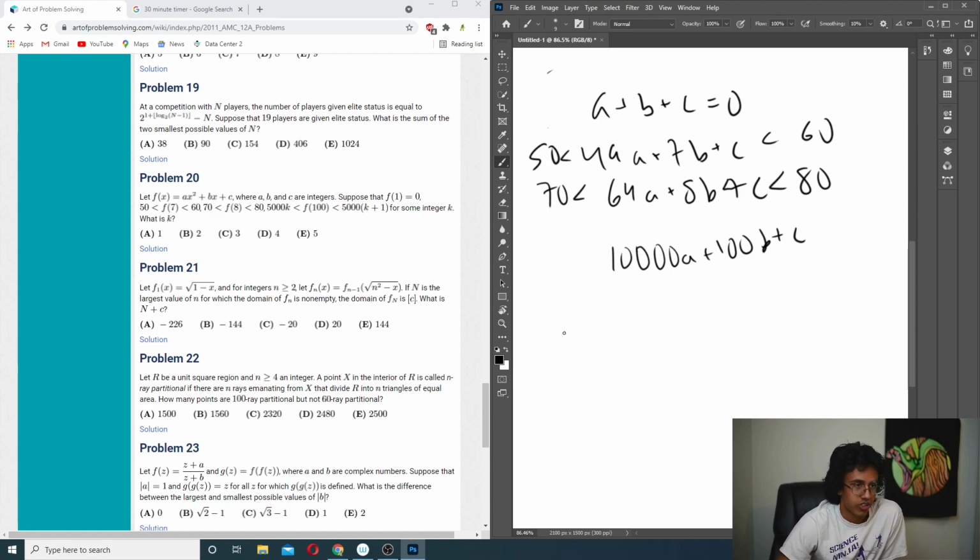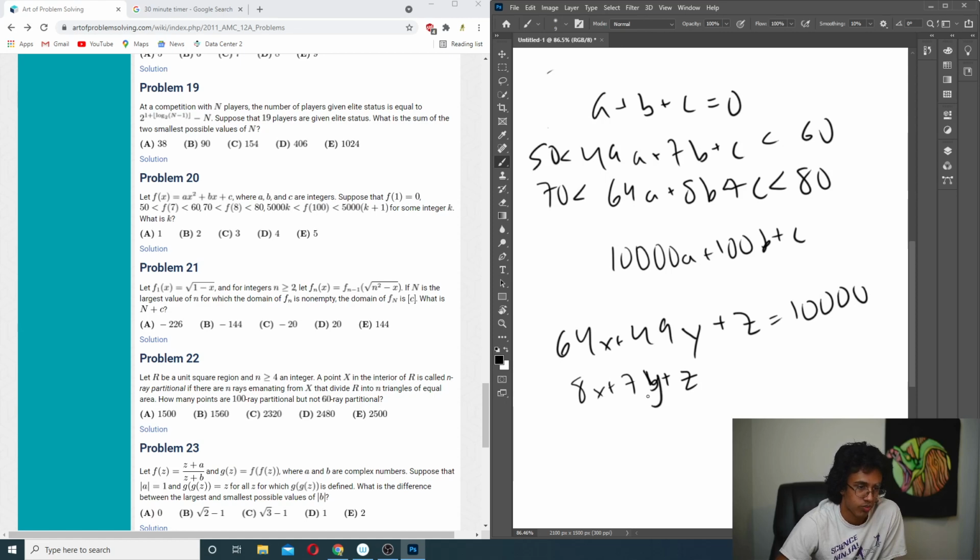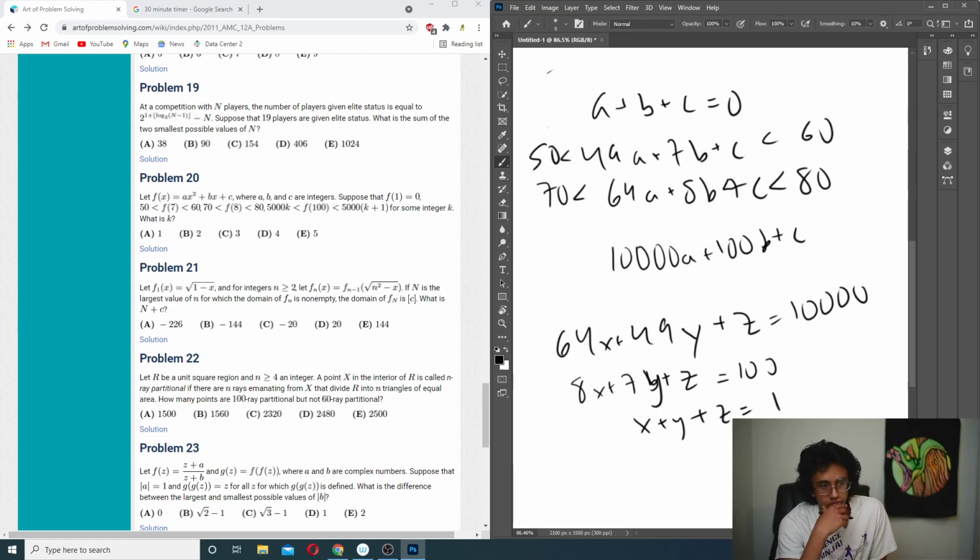So essentially, let's just say we have 64x plus 49y plus z is equal to 100,000. Then we've got 8x plus 7y plus z is equal to 100. And x plus y plus z is equal to 1. Okay. So this is just three unknowns and three equations, so we could solve for it, right?